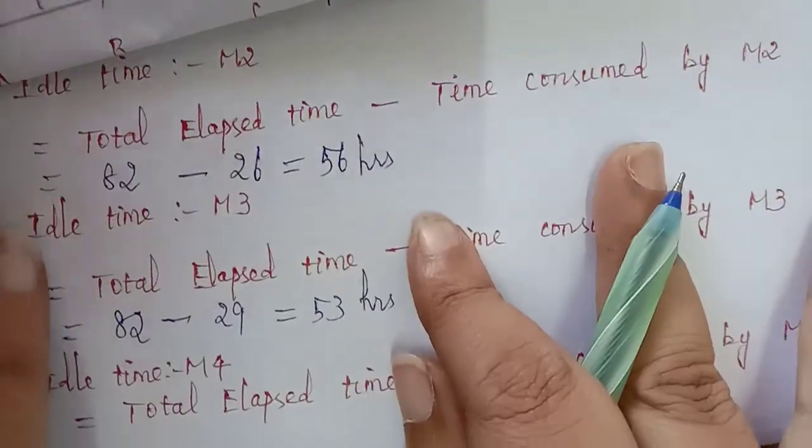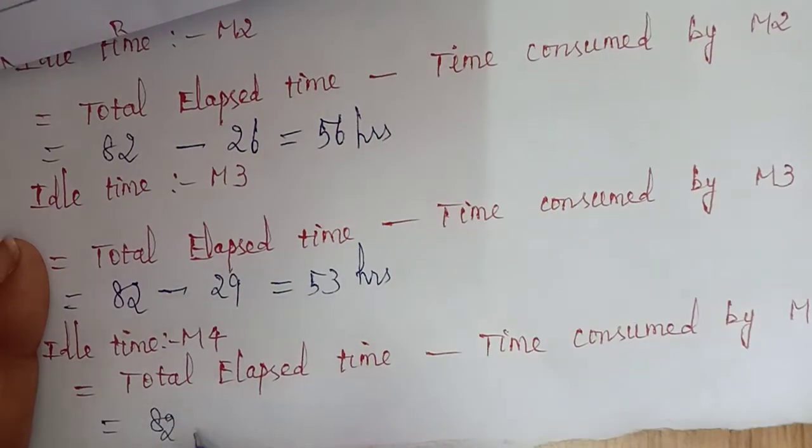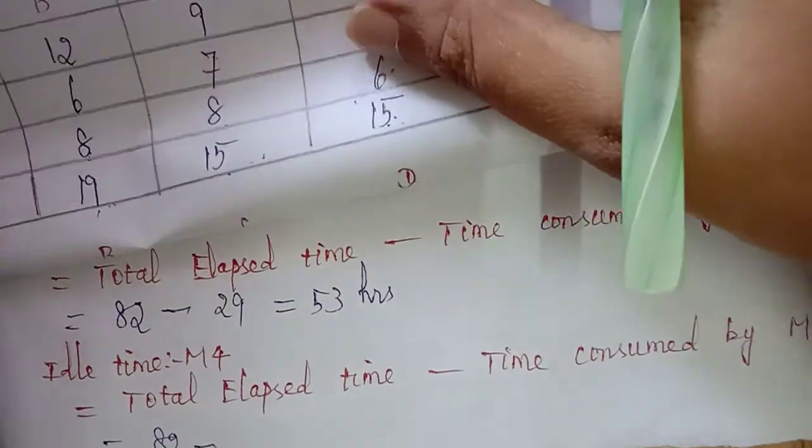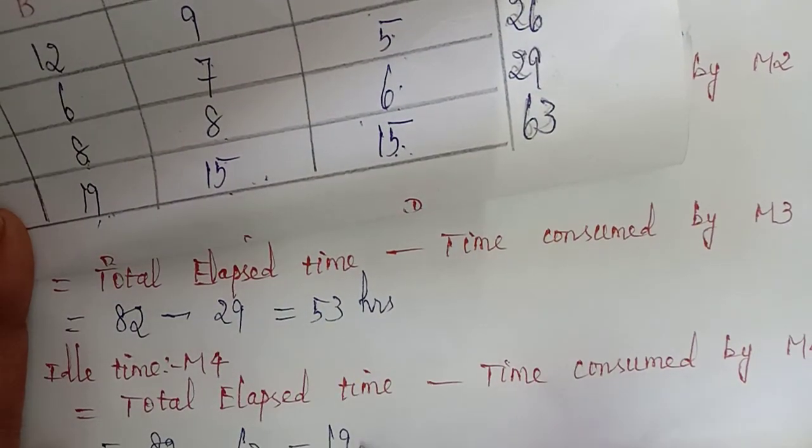Now for the last machine, idle time of M4 is 82 minus 63. 82 minus 63 is 19 hours.